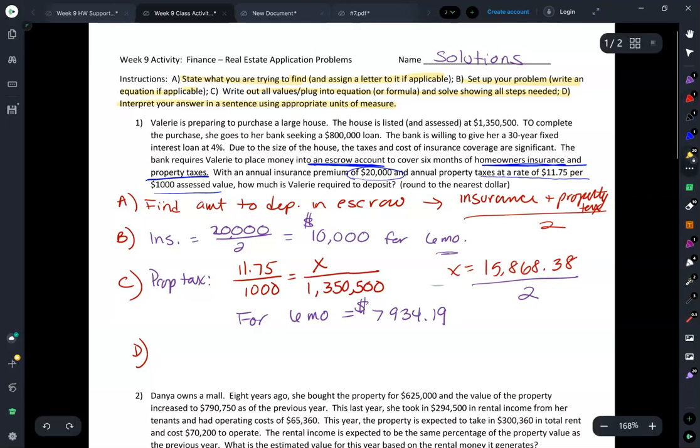So I'll leave that for you to do. You have this $10,000 plus this $7,934, and you can round to the nearest dollar.